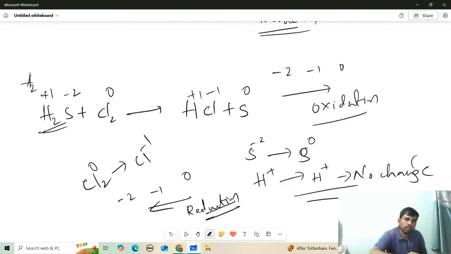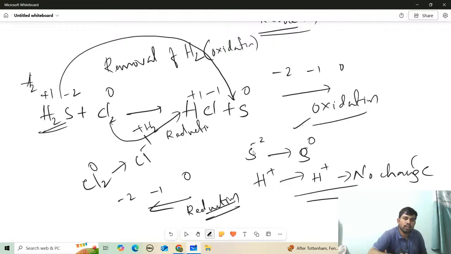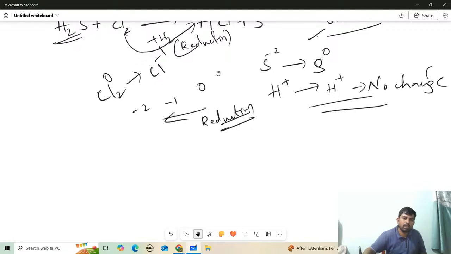So what happens here, you see here, removal of what's that? Hydrogen. It's called removal of hydrogen. Addition of oxygen or removal of hydrogen is called what's that? Oxidation. Correct? So I can say this is undergoing oxidation. Similarly, here to here I shall say addition of hydrogen. Addition of hydrogen means what's that? It is reduction.